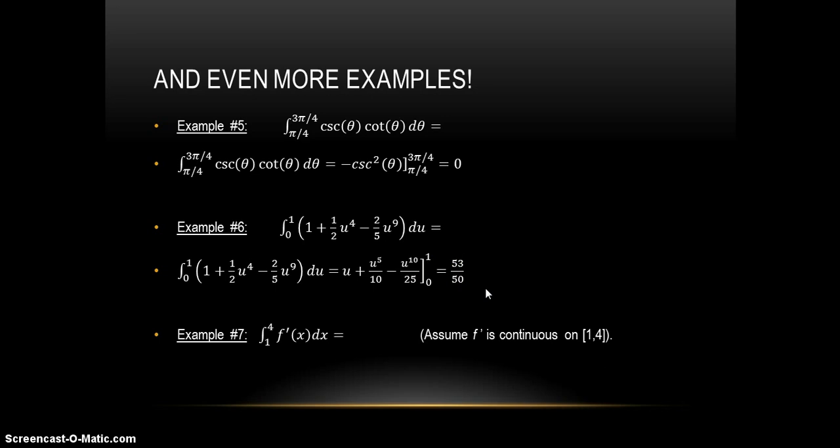So example 7, integral from 1 to 4 of f prime of x dx, assuming f prime is continuous on the closed interval 1 to 4. Well, I don't give you very much information, but we do know the antiderivative, the simplest antiderivative of f prime of x would be f of x. So our answer would just be f of 4 minus f of 1.